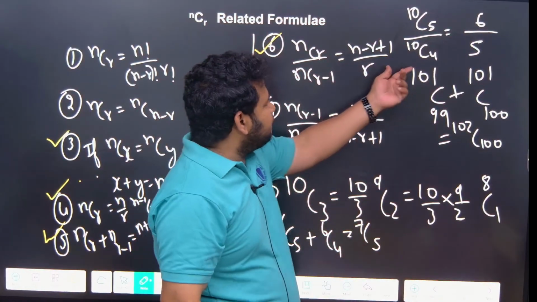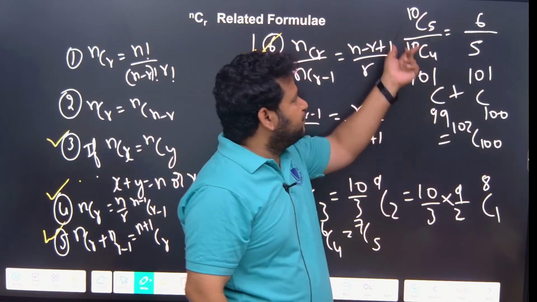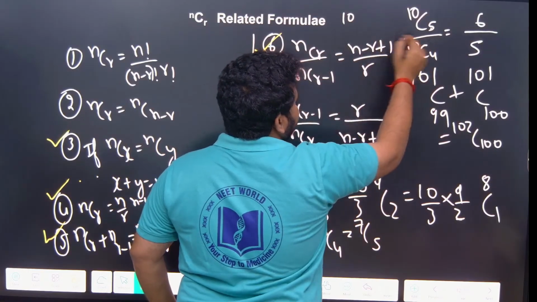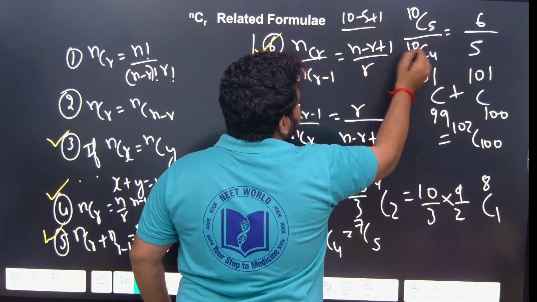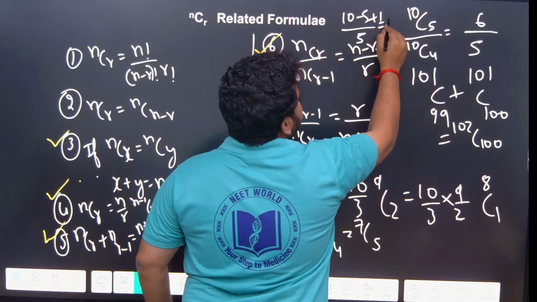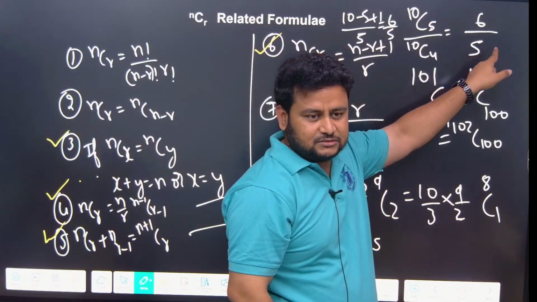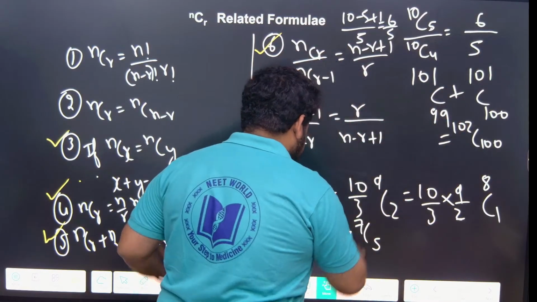Here the r value is 5, and the r minus 1 value is 4. If you put the values in the formula, (n minus r plus 1) by r: n is 10, minus 5 plus 1, by 5. So 10 minus 5 is 5, 5 plus 1 is 6, so 6 by 5. Instead of putting in the values and doing it, you can get the answer directly. So without learning by heart, you can do it. Suppose, let us take one more example for this.